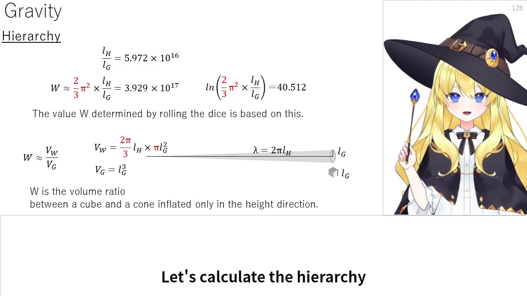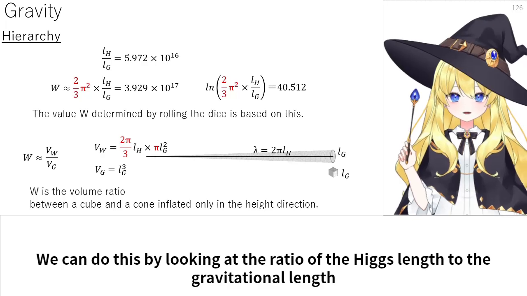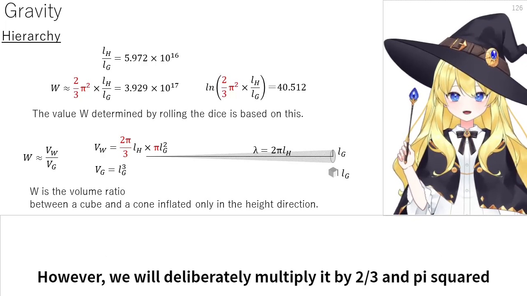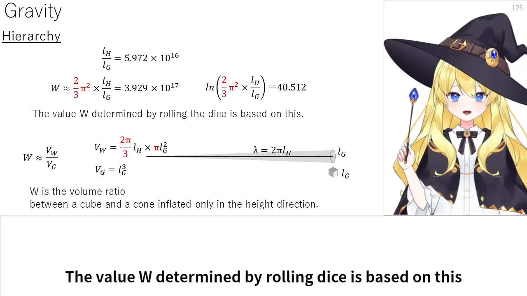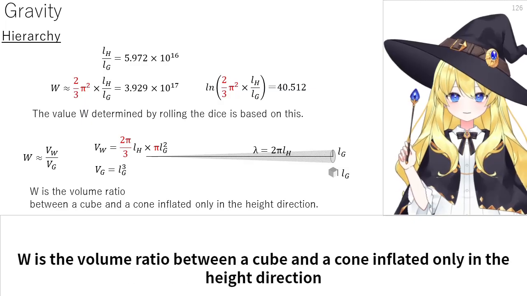Let's calculate the hierarchy. We can do this by looking at the ratio of the Higgs length to the gravitational length. However, we will deliberately multiply it by 23 and pi squared. The value W determined by rolling dice is based on this. W is the volume ratio between a cube and a cone inflated only in the height direction.